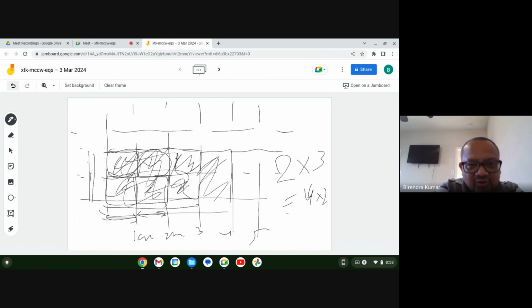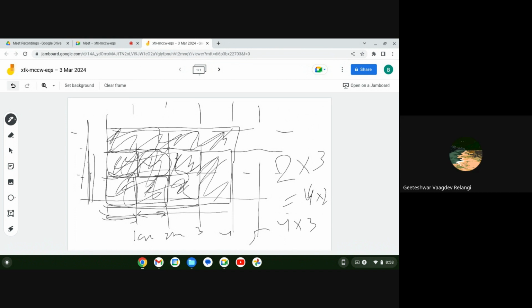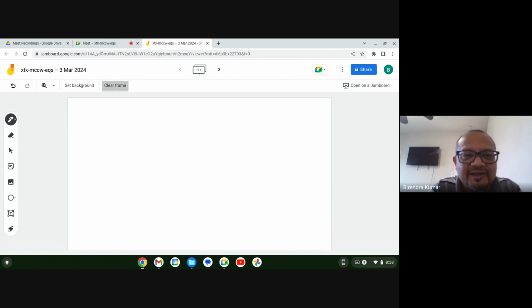So what I'm trying to derive from this whole discussion so far is, if I pick one more block, I have four horizontal blocks and three vertical blocks. That makes it 4 into 3. It's like area. It is the area. That is what I'm trying to find out for you guys.